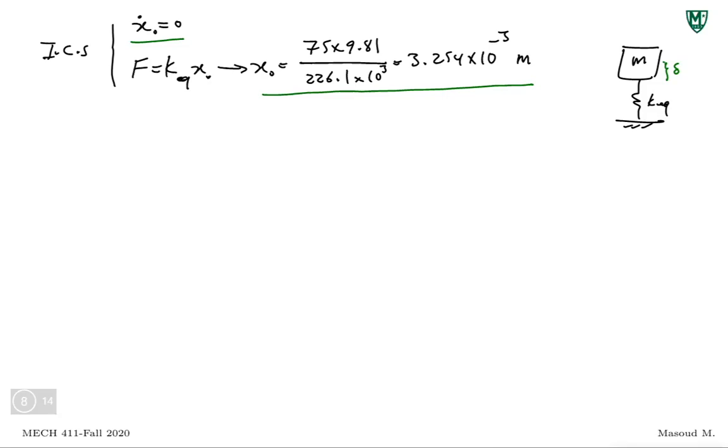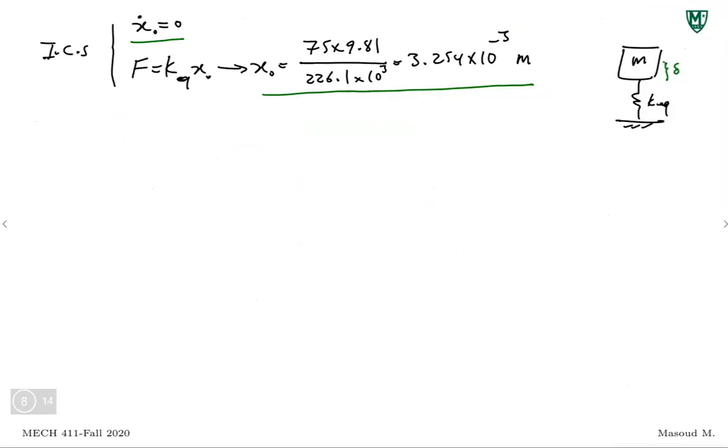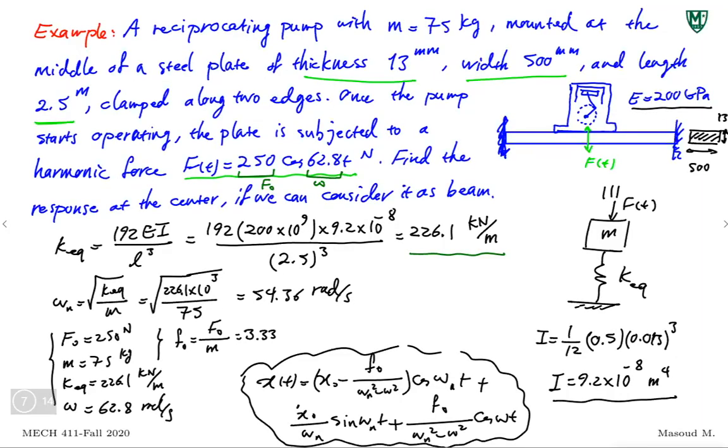The rest, pretty straightforward. Now you have x naught and x naught dot. Go back to the general form of the system response. You have f naught, you have omega n. Just replace them. If you do that, you will get the system response. I'll give you the general form. 3.25 times 10 to the minus 3, which is the initial displacement, times, or I would say minus, I guess it has to be minus, yeah.